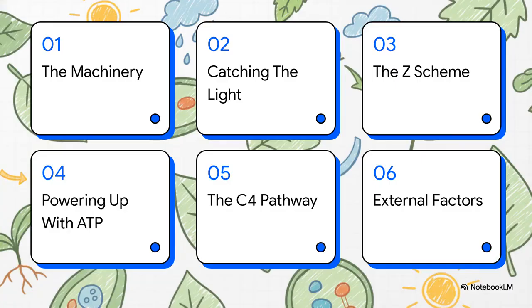So here is our roadmap for the explainer. We'll cover 1. The photosynthetic machinery. 2. Catching the light. 3. The Z-scheme. 4. Powering up with ATP. 5. The C4 pathway. And 6. Factors affecting photosynthesis. Let's get into it.